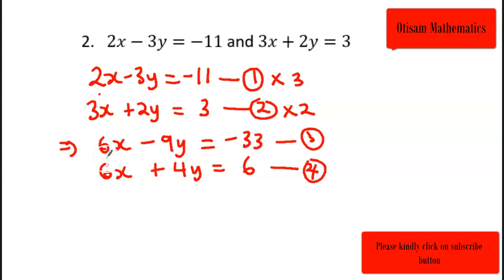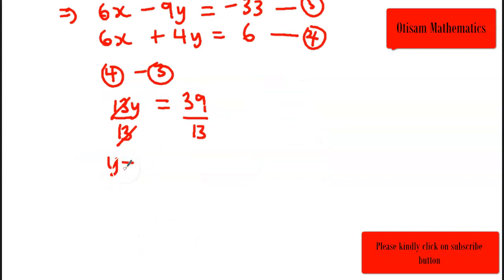So since we want to eliminate x, here the signs are the same, plus plus. So what it means is that we can subtract. So equation 4 minus equation 3. 6x minus 6x will go. 4y minus 9y is giving us 13y. This is equal to 6 minus 33 is 39. So y will be equal to 3.